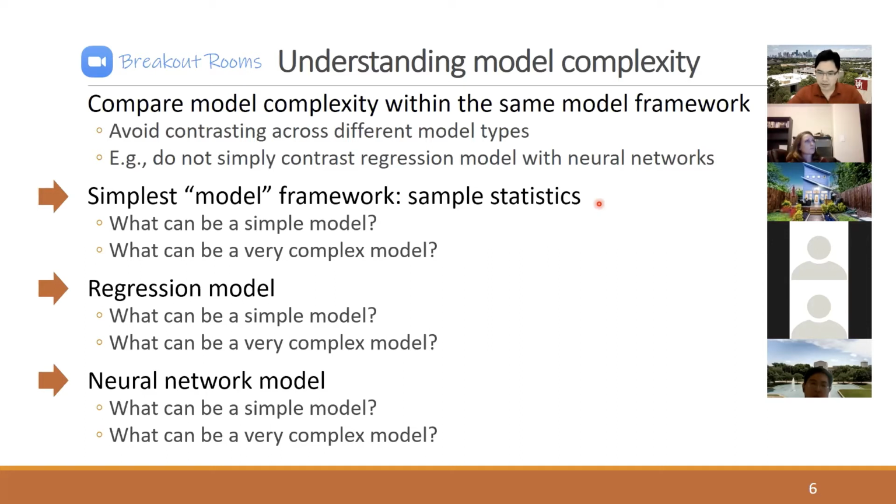So think about, in this simple sample statistic framework, what can be a simpler model and what can be a more complex model. By model, it doesn't have to be a sophisticated algorithm. It simply has to be a way of calculating or estimating or putting things together to make an estimate. So that's one framework. The second framework is regression.